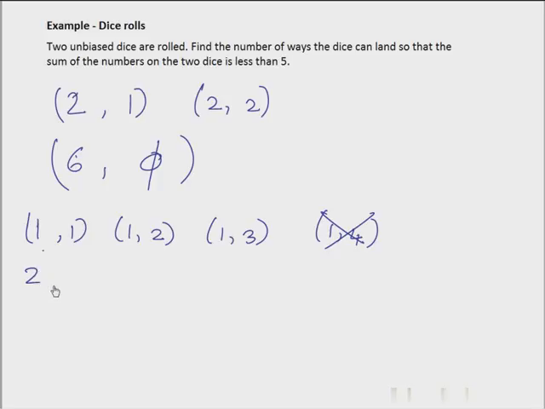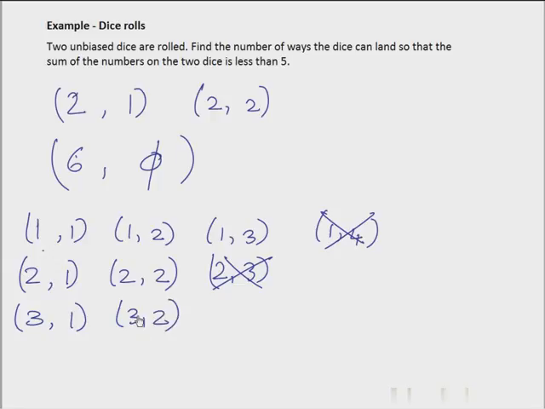Let's move on to die 1 landing on a 2. We get 2, 1 and 2, 2. 2, 3 onwards won't work because we've reached 5. Similarly, if die 1 lands on a 3, we get 3, 1. 3, 2 onwards won't work because we've already reached our sum of 5. If you count these ways, we get 6 ways in which we get a sum less than 5. Again, we had to list all the ways to achieve our count. There was no quick method.